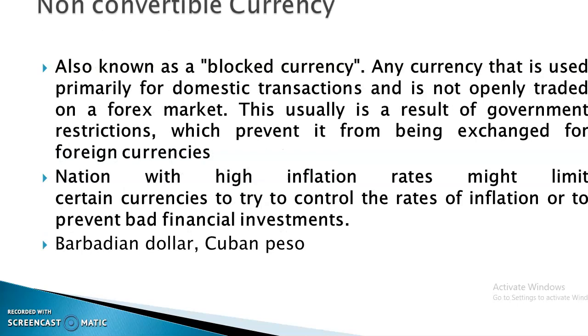You may wonder why the countries are blocking the currency. There are some reasons for that. Basically, these are the currencies that are traded in domestic transactions but not traded in the foreign exchange market. Why does the government put forward certain restrictions? The inflation rate of those particular countries will be at a very high level. That's why these countries are trying to control their inflation rate. They restrict these currencies from being traded in the foreign exchange market. One example you can take is that the Cuban peso is one of the best examples. And the Barbados dollar is also another example. Both of these currencies are not traded in the foreign exchange market but traded in the domestic market.